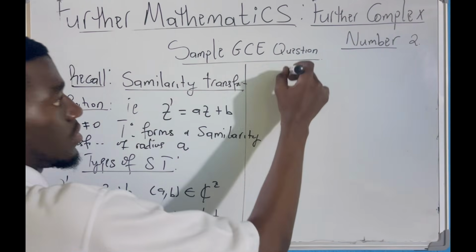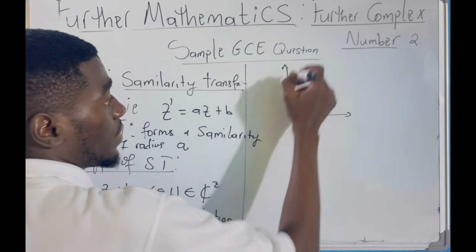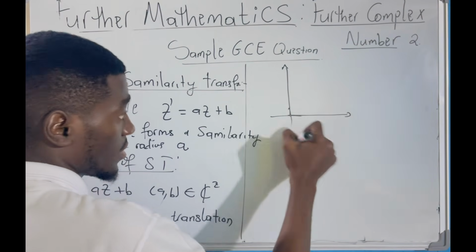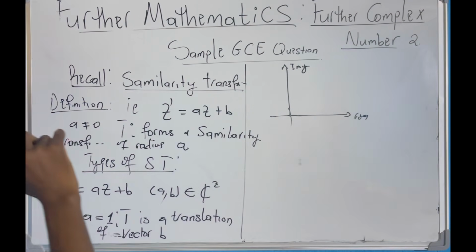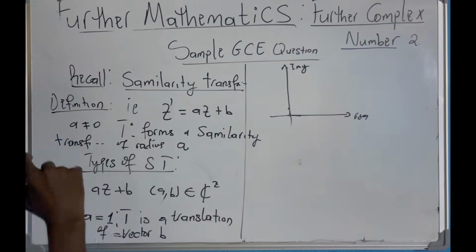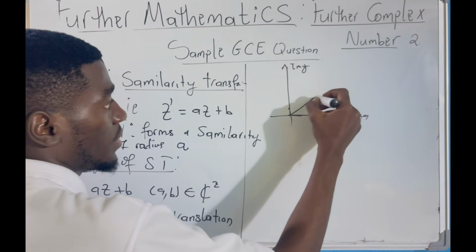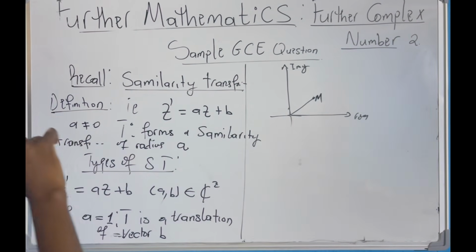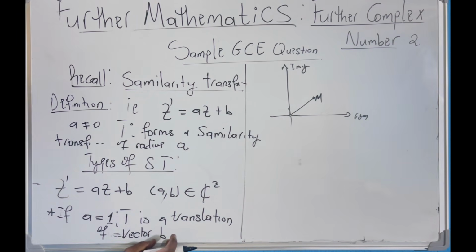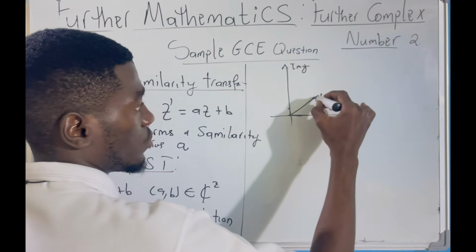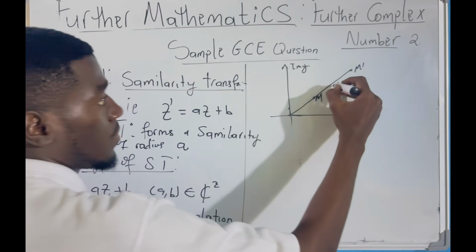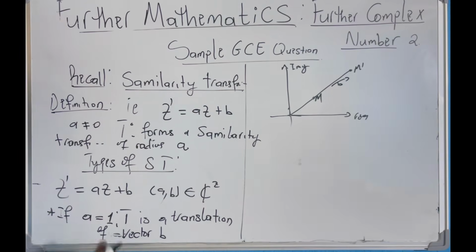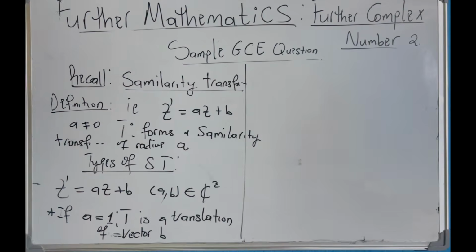If I want to see it algebraically, it's simple. If I have my real axis here and my imaginary axis here, and a point M here is the object, then if I want to translate by the vector b, I translate it along a straight line like this to M prime. I'm just translating by the vector b. That is the meaning of translation.